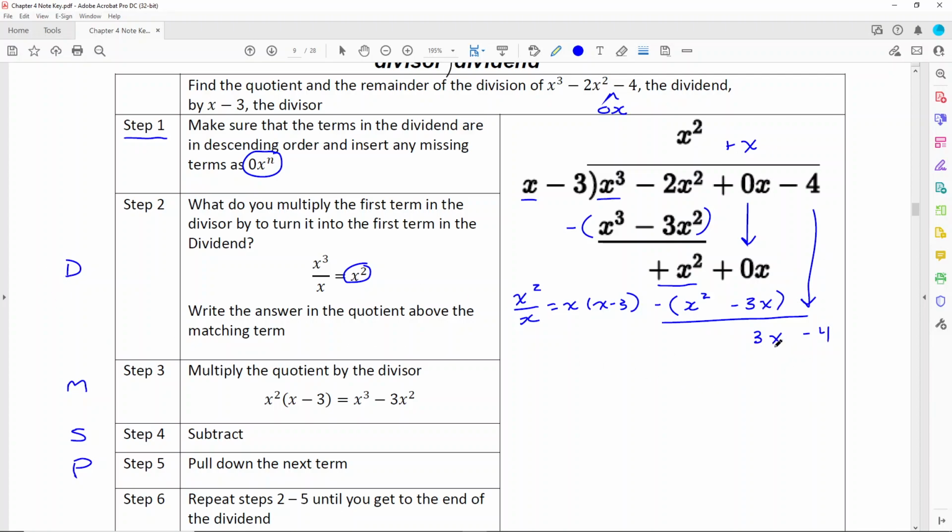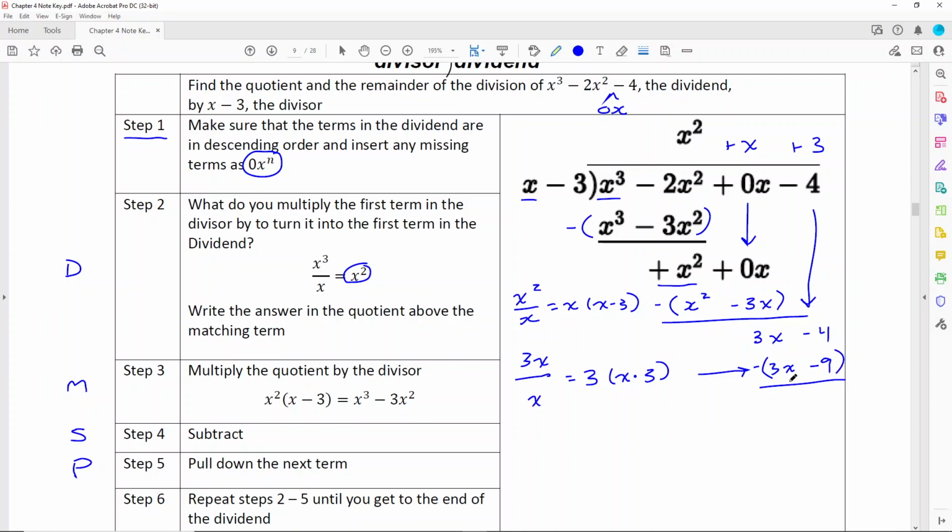Then we're back to divide. We're going to take the first term in the new dividend, so 3x. We're going to divide it by the divisor, x, and we get 3. That's the number that goes up in my quotient, and then I multiply 3 times x minus 3. That gives me 3x minus 9, and then I subtract.